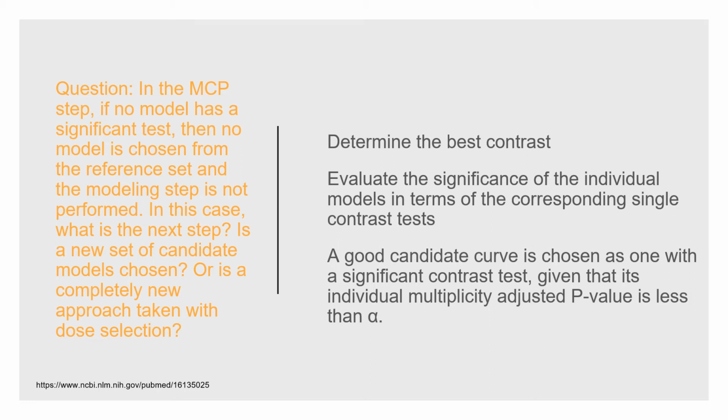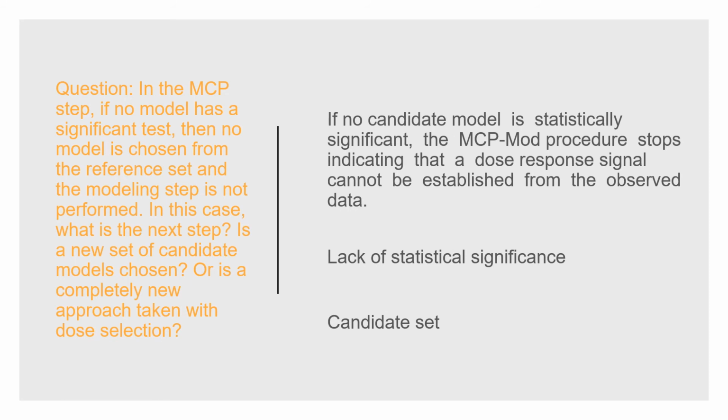And so each test translates into a decision procedure, whether the selected dose response curve is significant given the current data, and all this is controlling for family-wise error rate at a level of alpha. Now, a good candidate curve is chosen as one with a significant contrast test, given that its individual multiplicity adjusted p-value is less than alpha. And so if no candidate model is statistically significant, the MCP mod procedure does stop, indicating that a dose response signal cannot be established from the observed data.